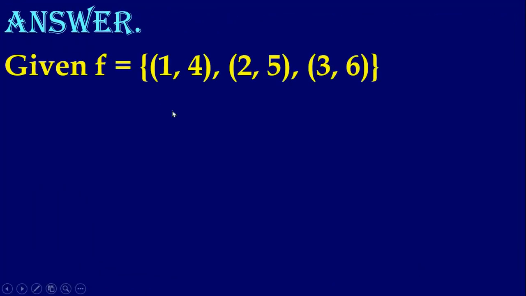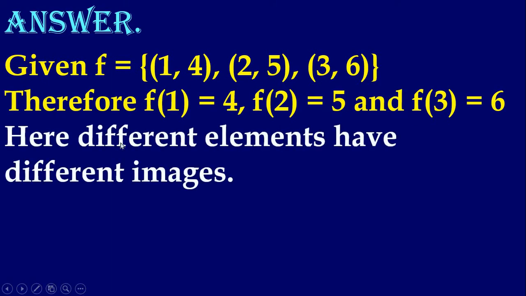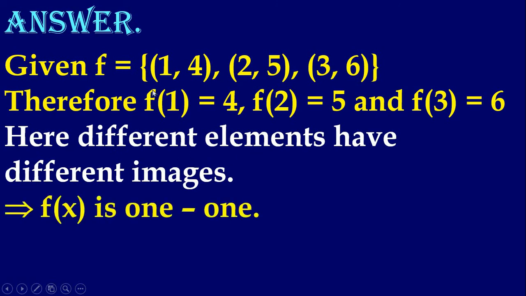Now we prove this function is 1, 1 function and here it is given f is {(1, 4), (2, 5), (3, 6)}. That is 1 is related with 4, 2 is related with 5 and 3 is related with 6. Now here f of 1 is 4, f of 2 is 5 and f of 3 is 6. Now here different elements have different images, so therefore this function is 1, 1 function.